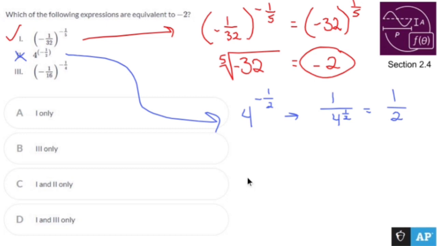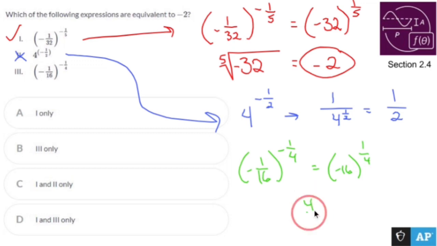Let's take a look at this last one. We have negative 1 over 16 to the negative 1 over 4. So that negative exponent means we flip the insides. This is 1 over 16, my fault, 1 over 16. Let's flip the inside. So now that becomes negative 16 to the positive 1 over 4. If you were to take the fourth root of a negative number, it ain't going to work. Can't do it.